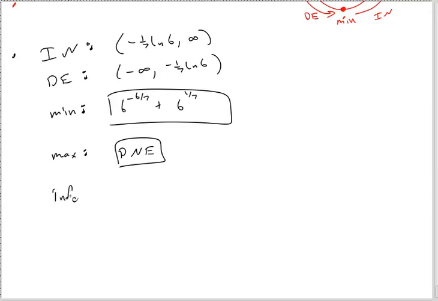Now, they're going to ask for the inflection point. Was there an inflection point? No. D and E. And then they're wanting concave up and concave down.